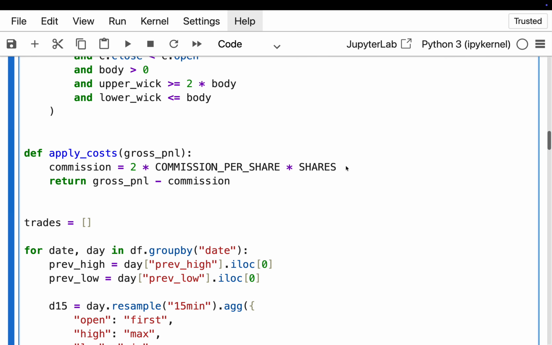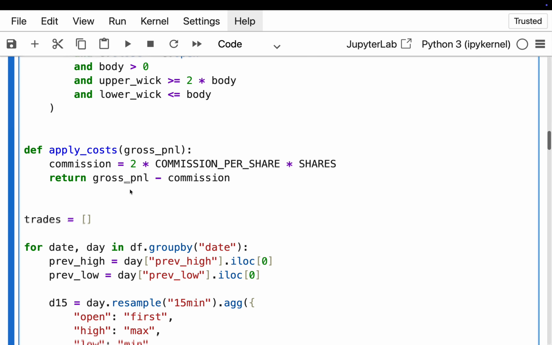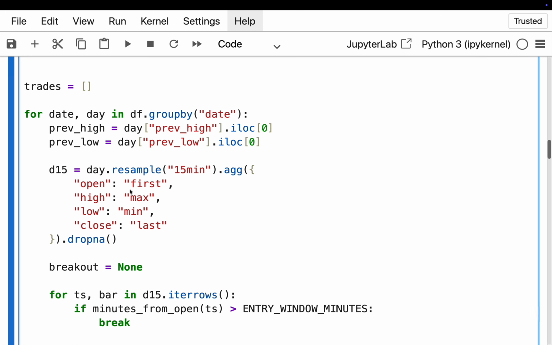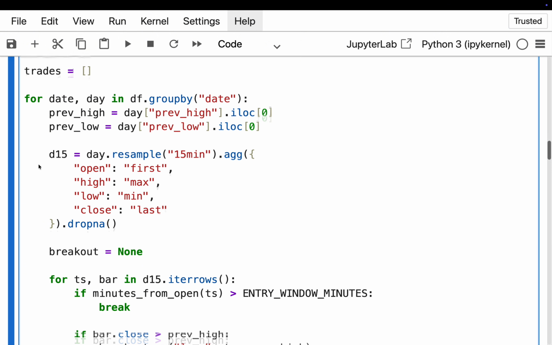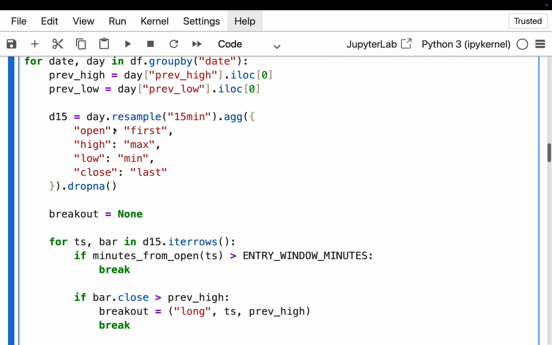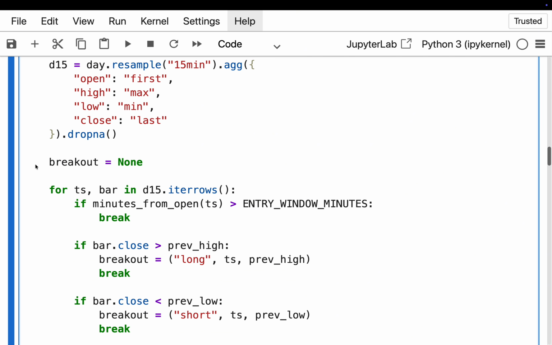You can, by the way, just to add here, also add a tiny slippage amount to make the results even more realistic. Now the main loop, we iterate day by day, simple as that, just looping over every single day. And each morning we grab the previous day's high and low, then resample the 5-minute bars up to 15-minute bars for the breakout scan. The confirmation rule is strict.